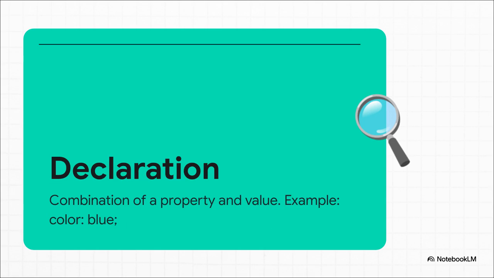Okay, once you've locked onto your target, you have to tell the browser what to do with it. We call this a declaration. A declaration is basically a combo of a property, which is the attribute you're modifying, like color, and a value, which is the specific setting, like blue. Notice the syntax here, because it's super important. A colon separates the property and the value, and a semicolon ends the instruction. So, color: blue; is a complete executable command.